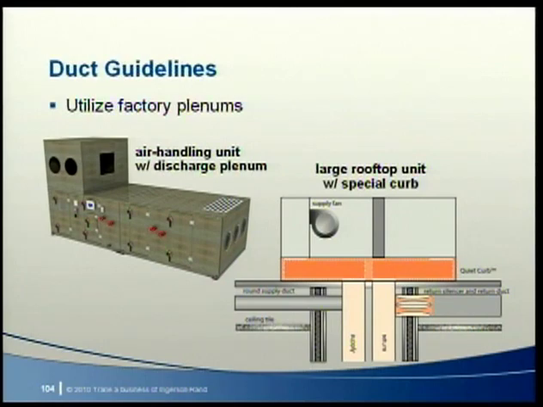Consider using unit configurations or options that will align the discharge opening of the unit with the duct path. Examples include a stacked air handler that allows the fan to discharge into a straight run of duct, or a plenum under a rooftop unit to line the supply and return openings with the duct shaft. Use factory supplied plenums with tested acoustical and pressure drop data.